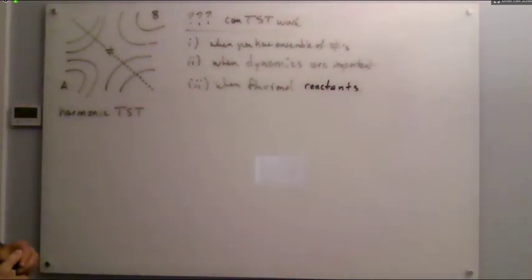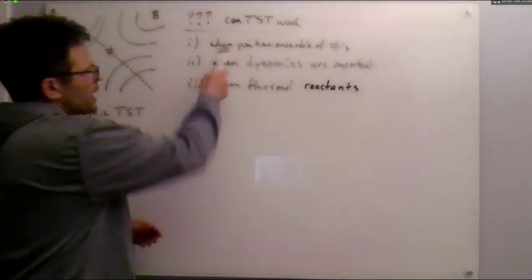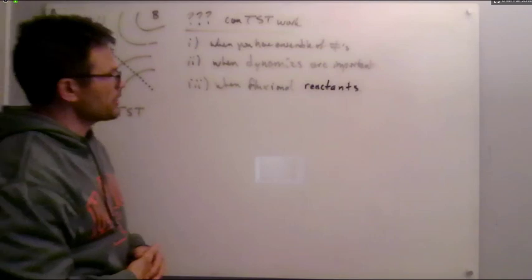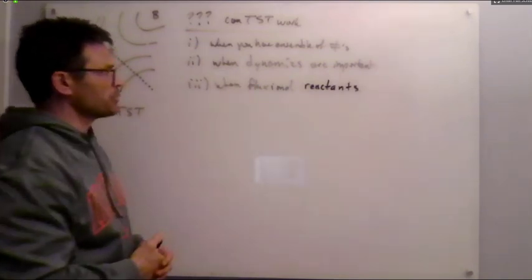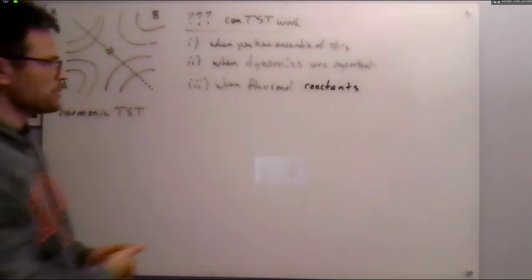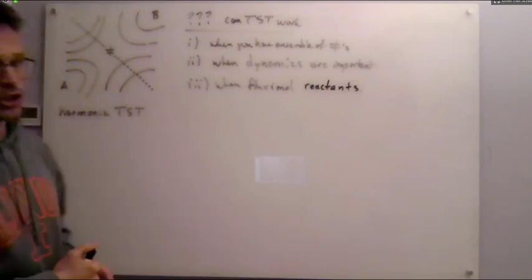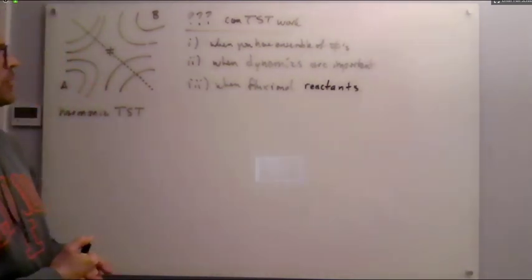But many of those same people will tell you that you can't apply transition state theory when you have an ensemble of transition states, that transition state theory cannot be applied when dynamics are important, and sometimes you'll hear that transition state theory cannot be applied when you have fluxional reactants. Okay, so what do I mean by all of these things?